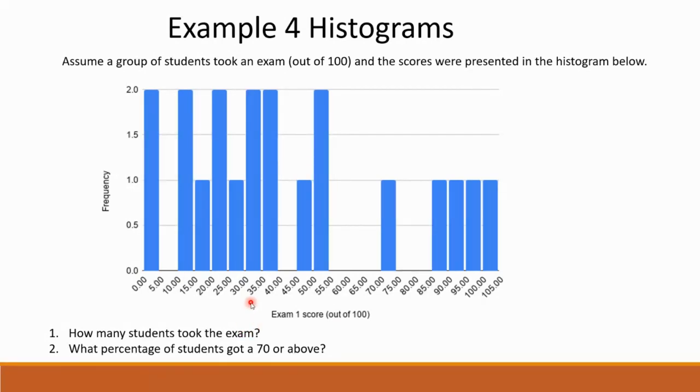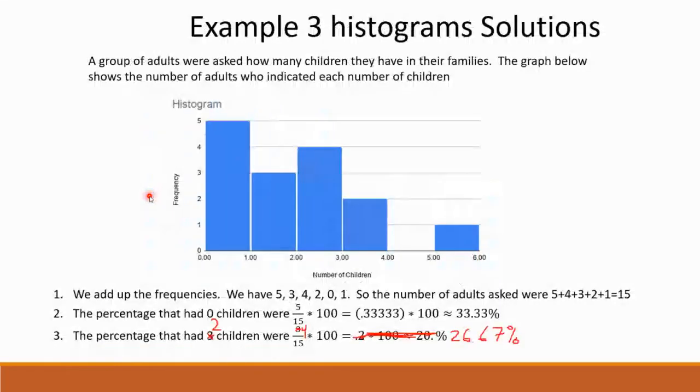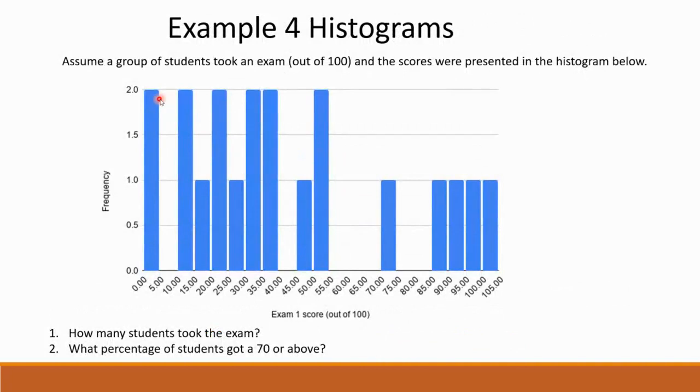So the question now is, how many students took the exam? And what percentage of the students got a 70 or above? Well, to see how many students took the exam, it's just like what we did before. We have to add the frequencies. You could almost think of it as if they asked each student their exam score, and the students gave their honest answer. So just like with the example asking the adults how many kids they have in their families, we added up the frequencies.